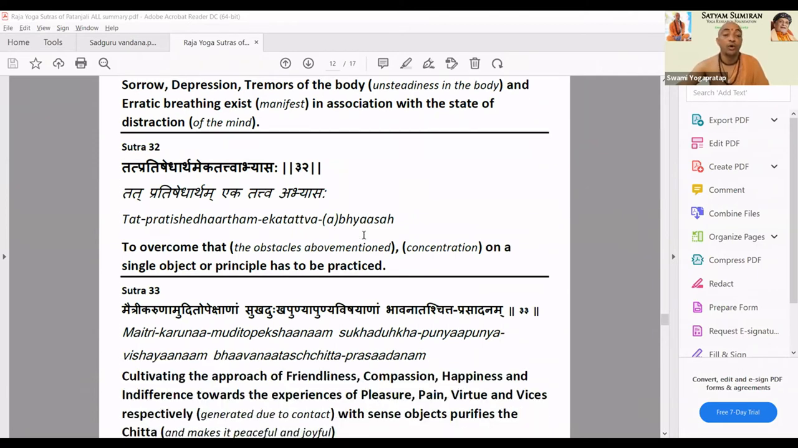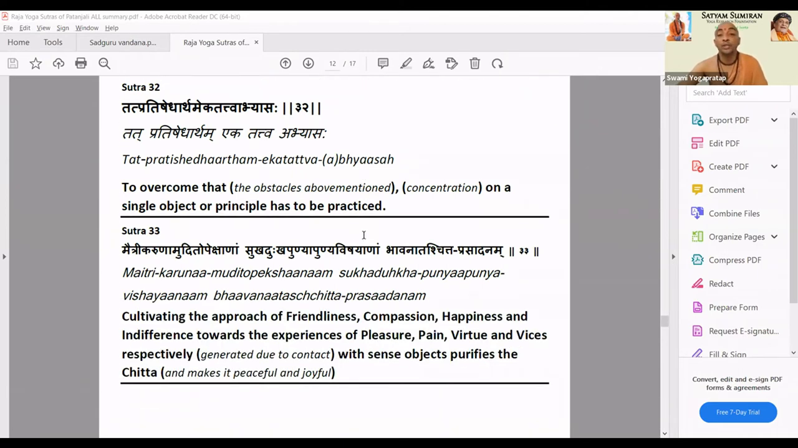This is for the time when we are doing the sadhana. But we don't do sadhana 24/7. So in such a situation, when we are not doing sadhana, we are interacting with the world, then we need to find ways how we can maintain that state and not get disturbed. How can we do that? That he has explained in Sutra 33.